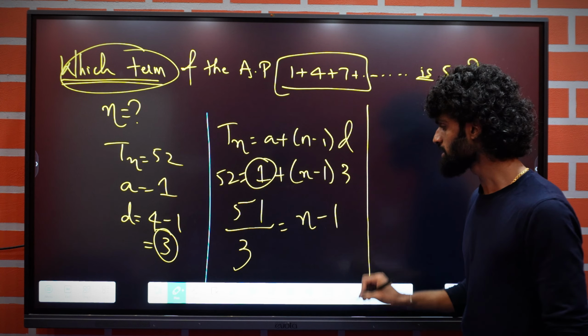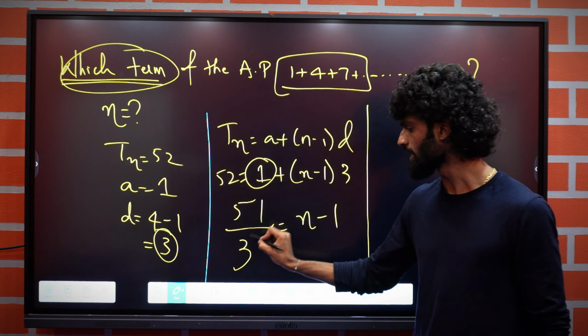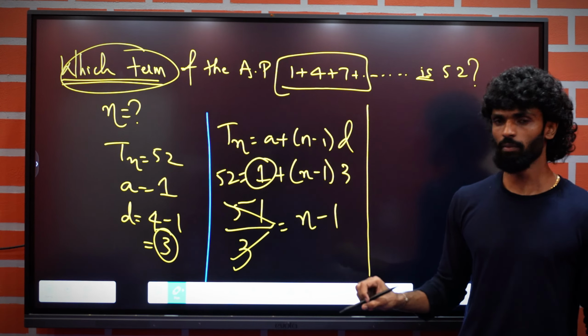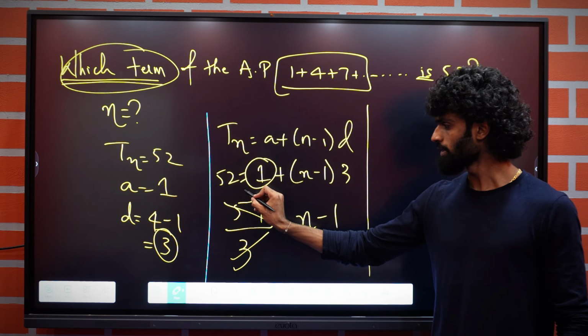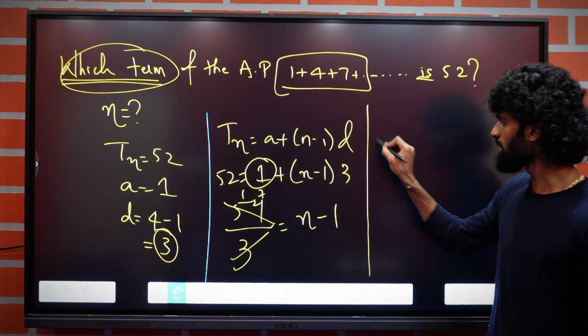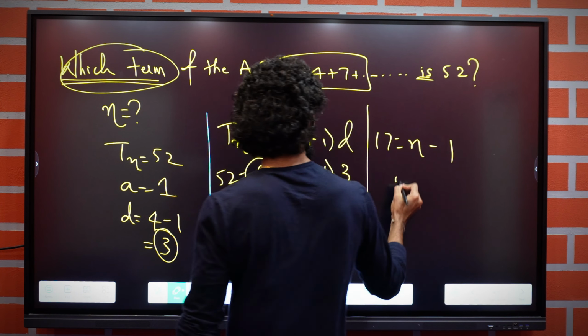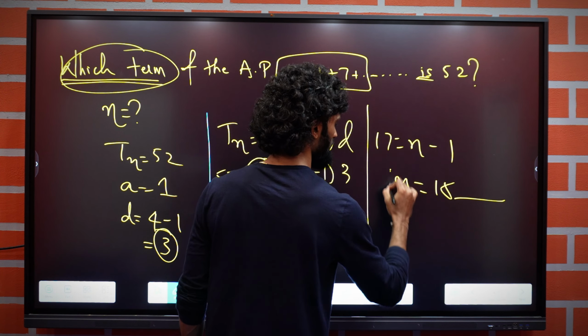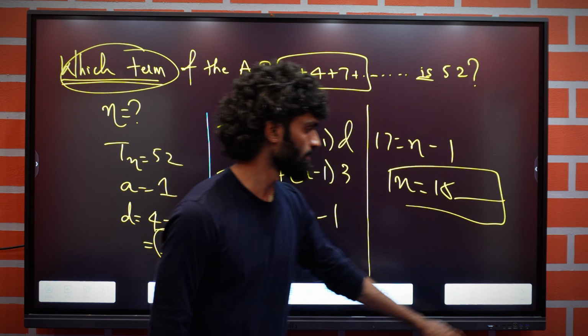If this case is presented to you, will you be able to find the value of n? Obviously. Cancel it off. So it becomes 51 by 3, which is nothing but 17, equals n minus 1, where n equals 18 terms. Write that statement and we are done with this question.